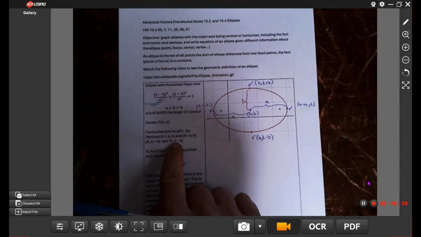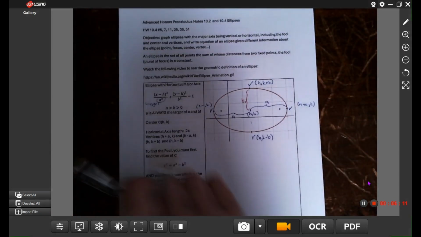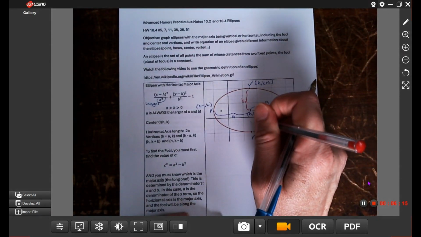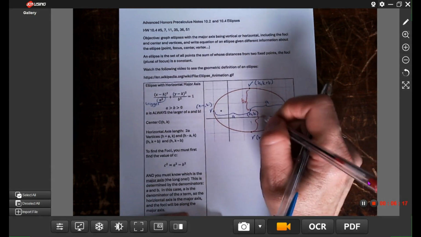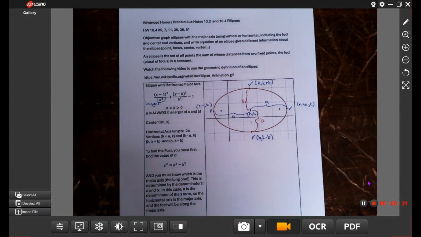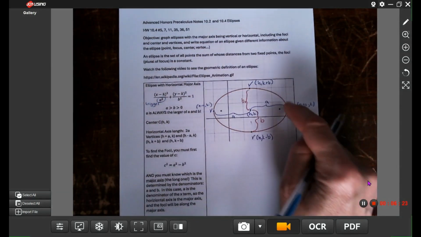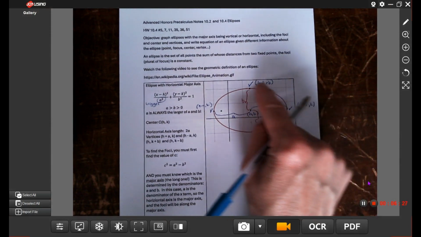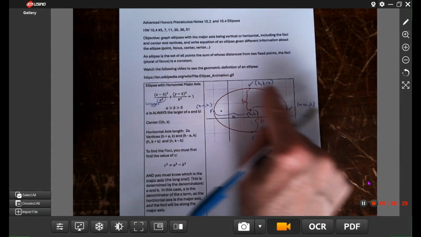So that's what this says over here. So this distance here is also b. So far we have 4 vertices, and once you have them, you can make a nice smooth ellipse, which we think of as an oval.